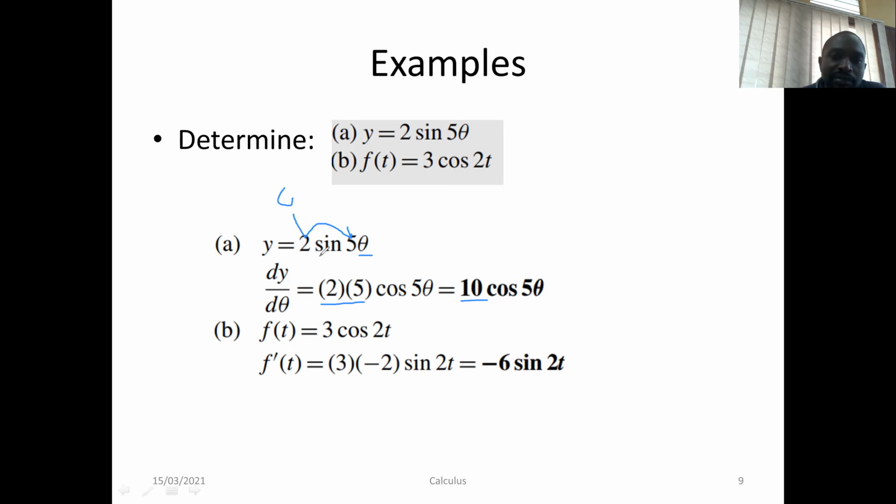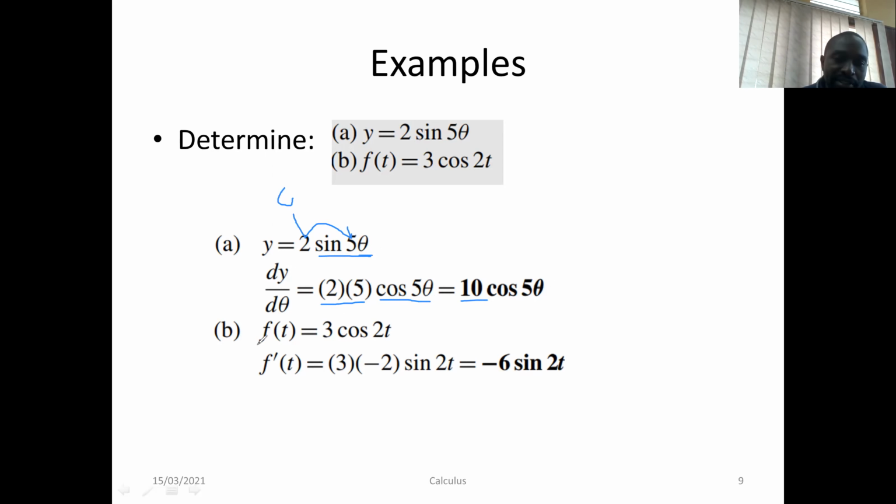And then the derivative of sine 5 theta is simply cos 5 theta. Therefore, the final answer is 10 cos 5 theta, being the derivative of y equals 2 sine 5 theta.